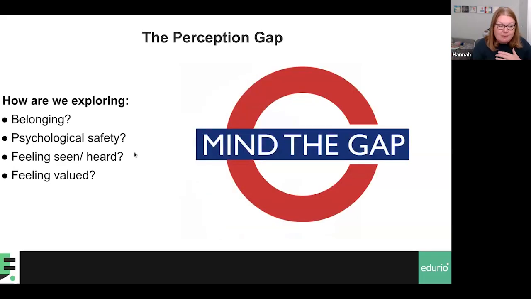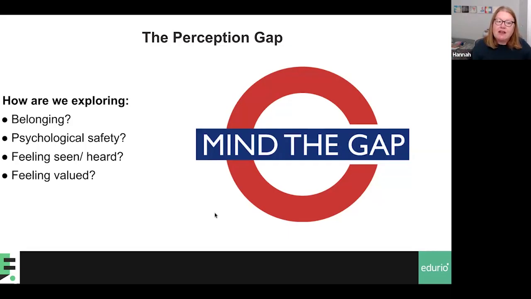So when I supported Edurio with their initial EDI report and I wrote the conclusion, the bit that still stays with me from that data selection and collation was this idea of the perception gap, and how in every setting we have a perception gap where the senior leader's relationship with belonging, psychological safety, visibility, voice and value is different to the experience that staff have elsewhere in the institution. And I think sometimes we as leaders are in our comfort zone. We feel safe, we feel seen, we feel valued, thereby we feel that the rest of our staff will have the same experience.